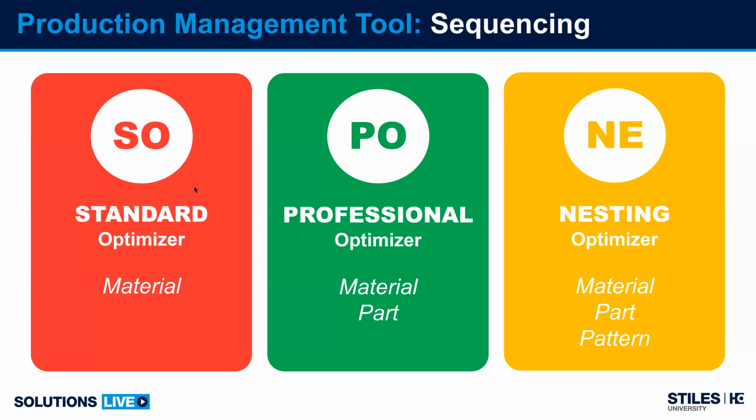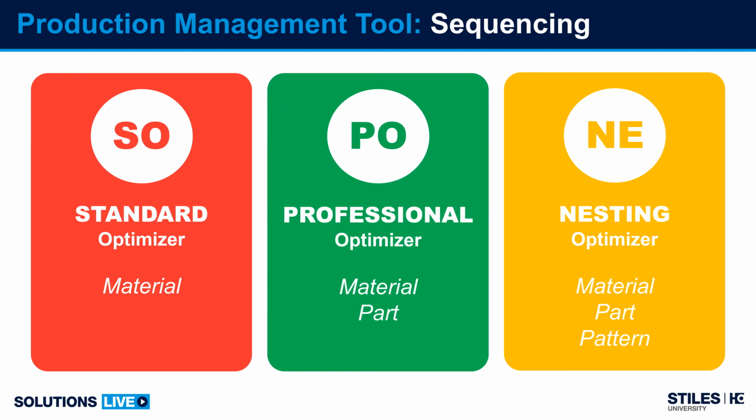There we go. So here's what we're going to do, or at least try to do. We're going to cover some information out of the standard optimizer and its material sequencing. The professional optimizer, which has material sequencing and part sequencing. And the nesting optimizer, which has material sequencing, part sequencing, and pattern sequencing.